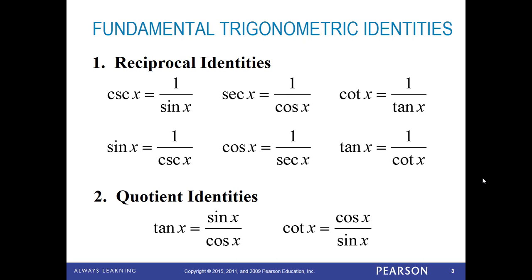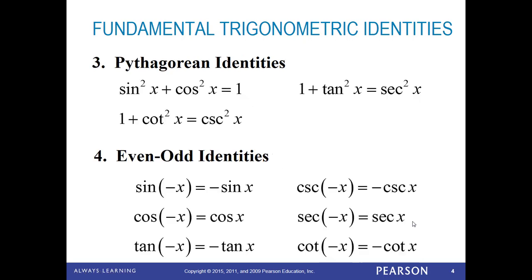If you remember from chapter 5, hopefully you have remembered the reciprocal identities. Sine and cosecant are reciprocal to each other. Secant and cosine are reciprocal, and cotangent and tangent are reciprocal. Then you have the quotient identities. Tangent is the same thing as sine divided by cosine, and cotangent is the reciprocal of that.